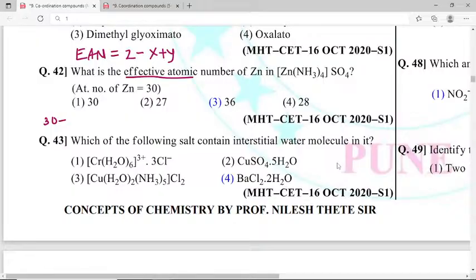30 minus oxidation state. Sulfate is minus 2, so the complex is plus 2. So zinc has the value plus 2. So this is plus 2. So this is the 4. This is the 8 electrons. 28 plus 8, the number is 36.